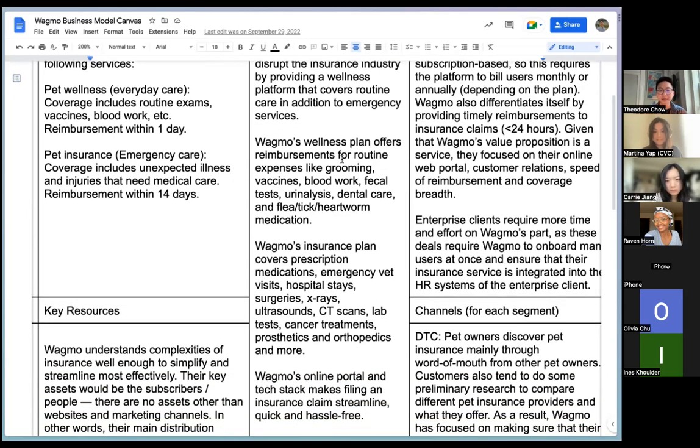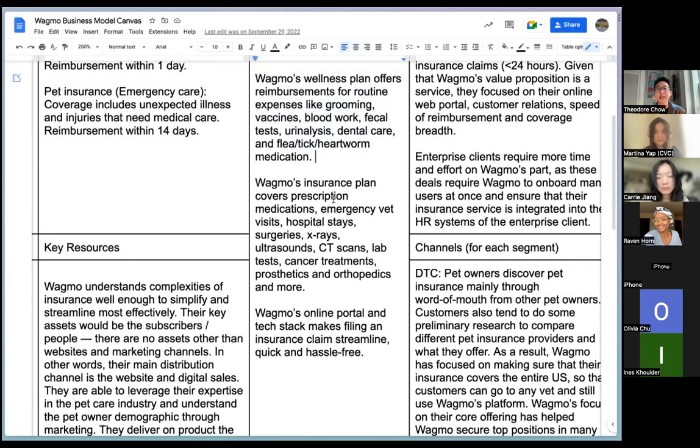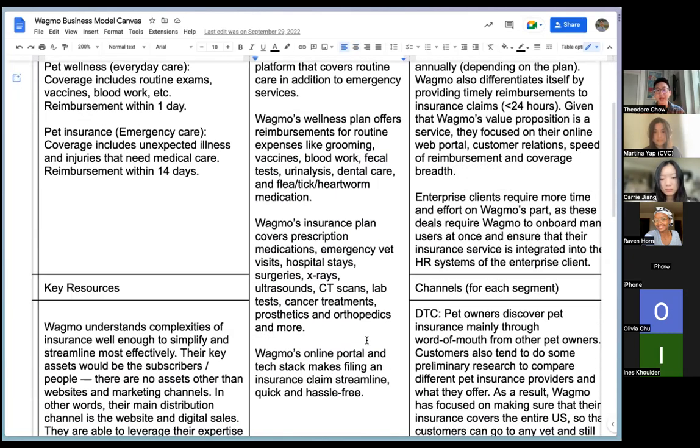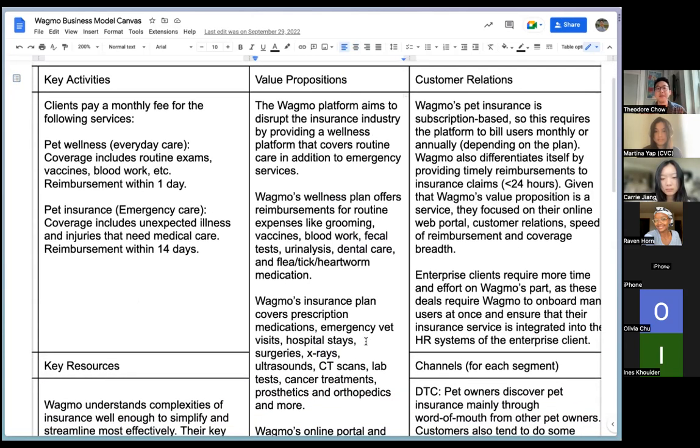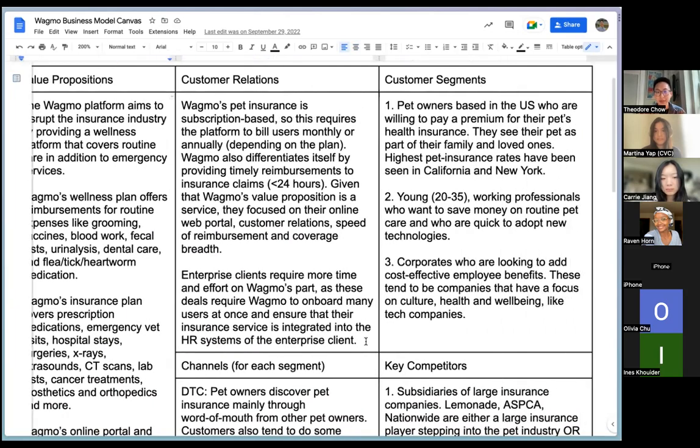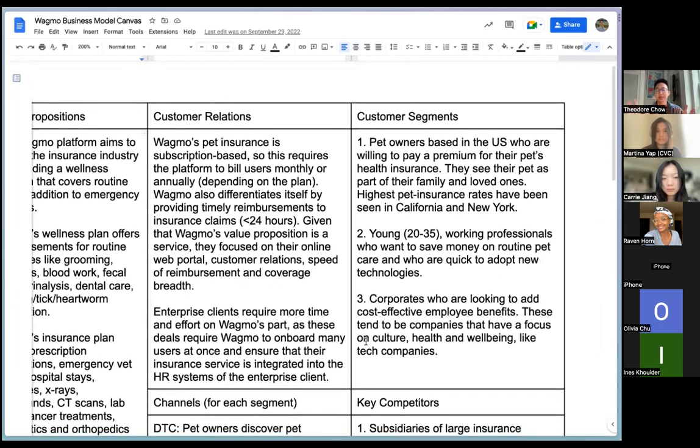So yeah, they offer reimbursements for routine expenses like grooming, vaccines, blood work, fecal tests, urinalysis, dental care, and other medications, and it also covers emergency vet visits, hospital stays, surgeries, X-rays, and so on. Okay, and then the online portal and tech stack make insurance claims streamlined, quick, and hassle-free. Those are the value propositions they're bringing, and these are the differentiating factors from other pet insurance platforms. So moving on to the customers of the platform.